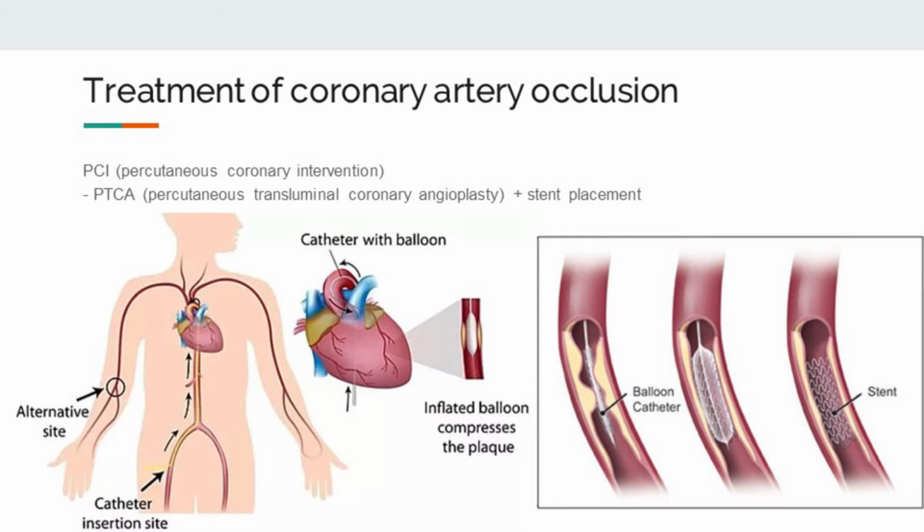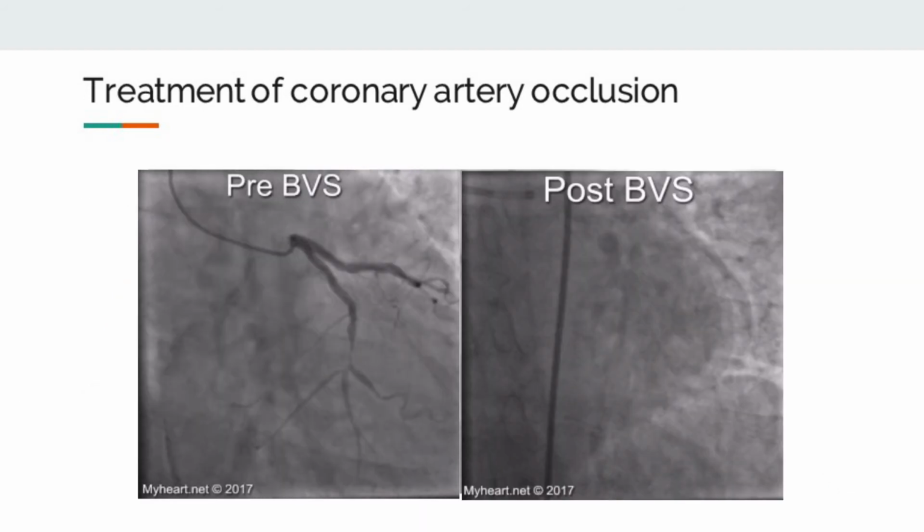PTCA stands for percutaneous transluminal coronary angioplasty, which is just a fancy way of saying we go up through the wrist or the groin up to the heart and deploy a balloon to open the artery back up. Typically, they will also leave a stent in to keep that section of the artery open. So this is what it actually looks like in real life.